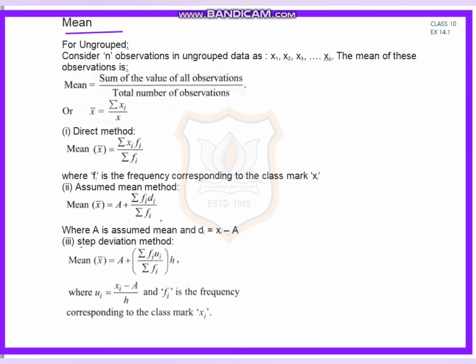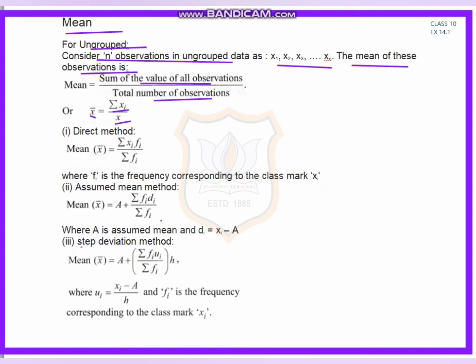First is the mean for ungrouped data. Let's consider observations having data x1, x2, x3, up to xn. The mean of the observations is the sum of the values of the observations upon the total number of observations. The symbol of mean is x bar. We can say the sum of observations is sigma xi upon n.